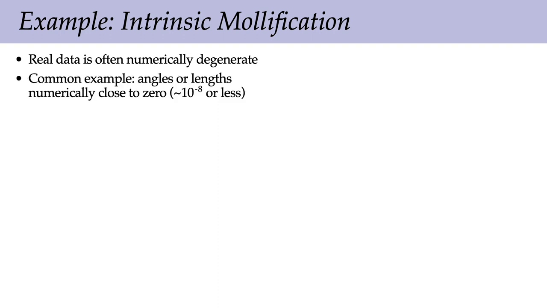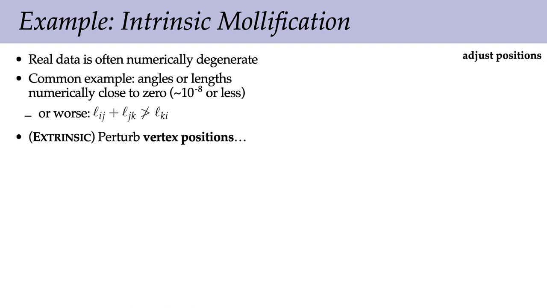Okay, just one example of why this intrinsic viewpoint is useful is that real meshes, real data, are often numerically very bad, close to degenerate. A very common example would be if I have angles or lengths numerically close to zero, right? Or worse, maybe I violated the triangle inequality, right? What do I do? What does my geometry mean? So if you have these degenerate or near-degenerate triangles, what you might do extrinsically is perturb the vertex positions to try to fix it, right?